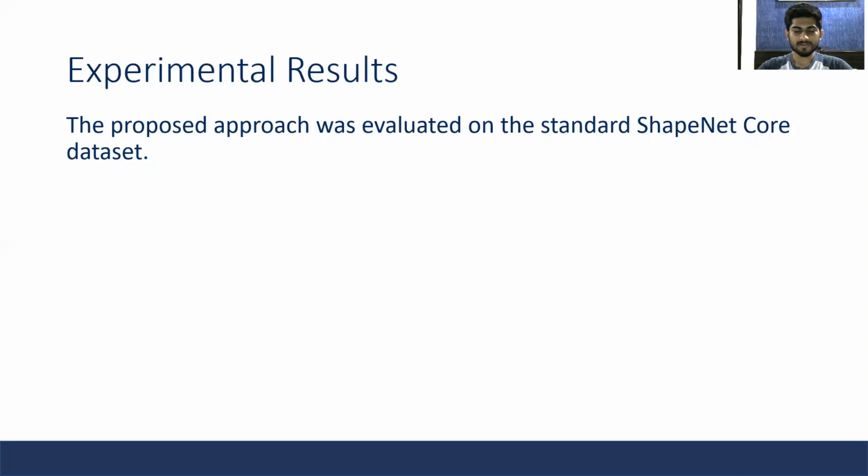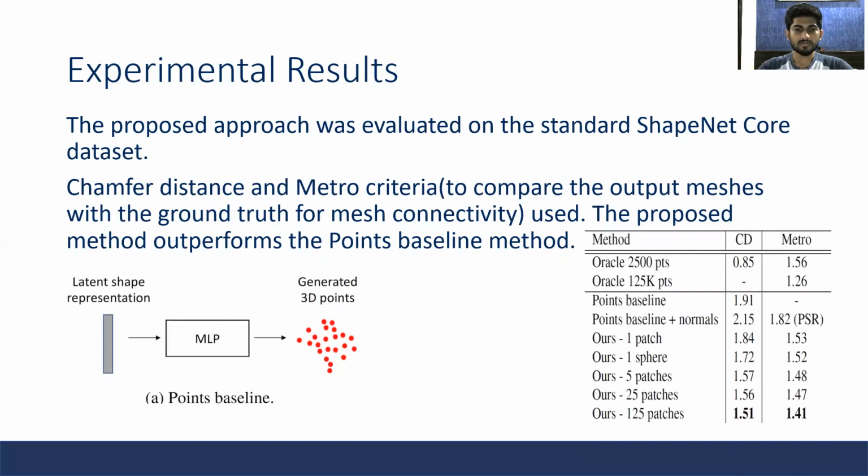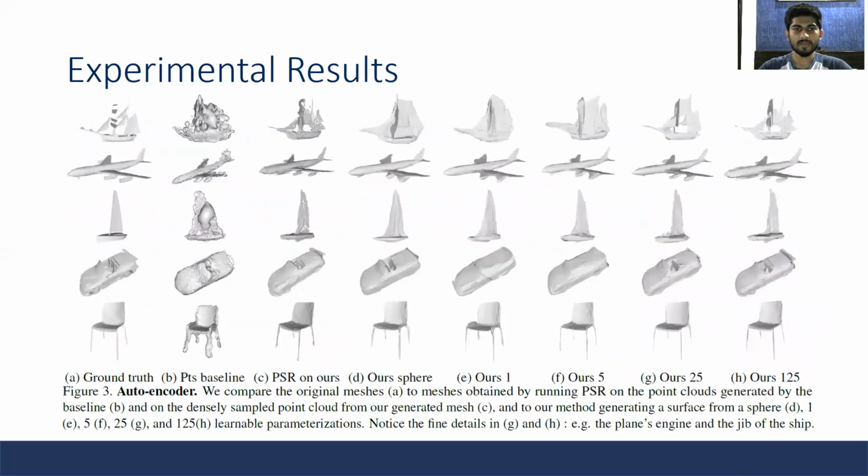Talking about the experimental results, this was trained on the ShapeNet core dataset, and the chamfer distance metric and the metro criteria were used primarily to see how they compare quantitatively. It compares to the points baseline, where points are not sampled from a 2D space. They are just points in the 2D space mapped into a 3D surface without using any sampling method. And as you can see, as you increase the number of patches, the chamfer distance as well as the metro criteria decrease, which produces better quality meshes. However, if you overdo it, then it can result in certain problems, which I will talk about later.